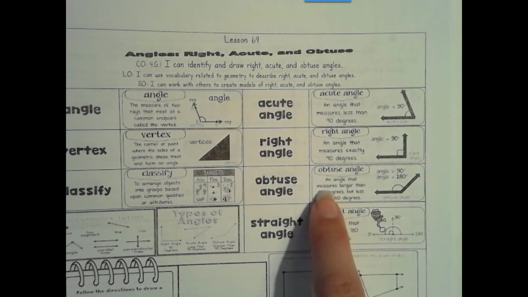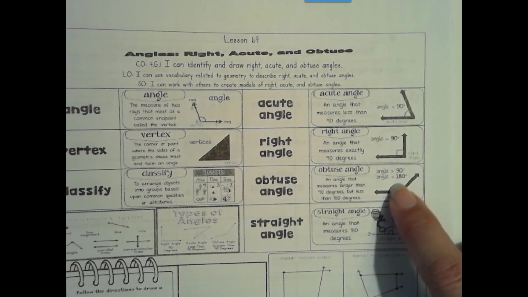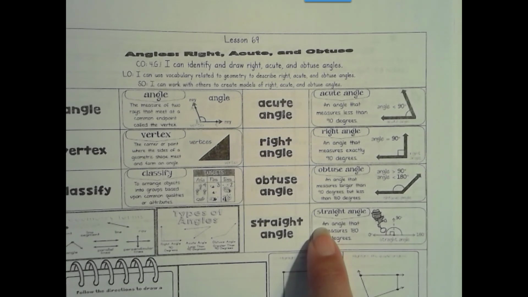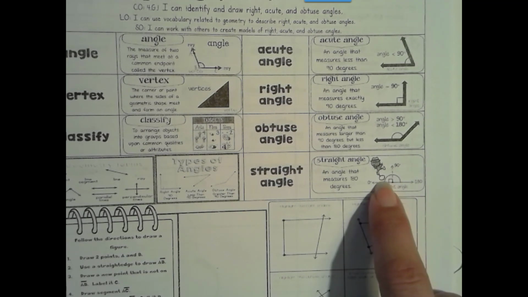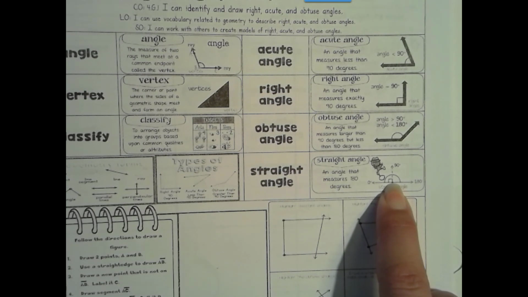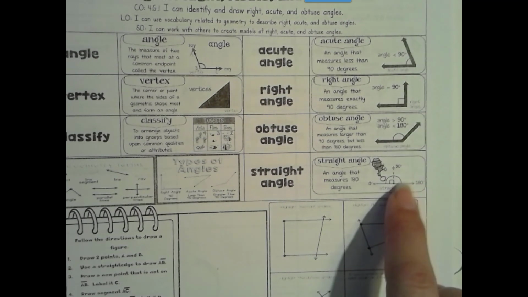Obtuse angle is an angle that measures larger than 90 degrees, but less than 180. So here, again, we show that arc for the angle. It's greater than 90, so it's a larger angle than the 90 degrees. Acute is a smaller angle than 90 degrees. And then a straight angle is an angle that measures exactly 180 degrees. And 180 degrees actually ends up with a straight line. So a straight line, if you put a point in the middle for the vertex, will be 180 degrees. So an obtuse angle is between a right angle and basically a straight line or a straight angle.